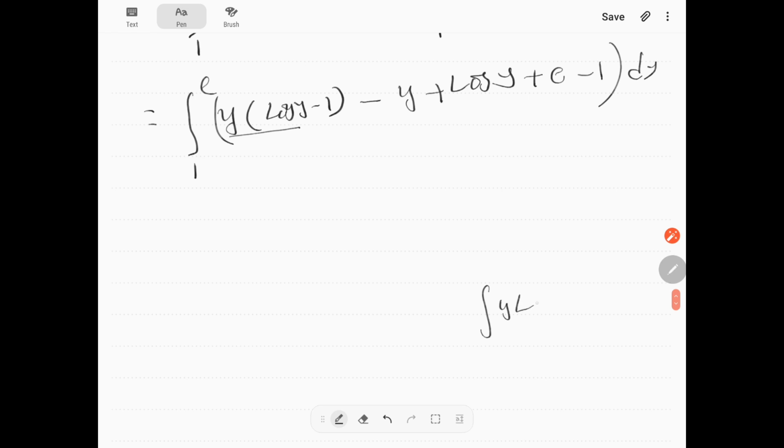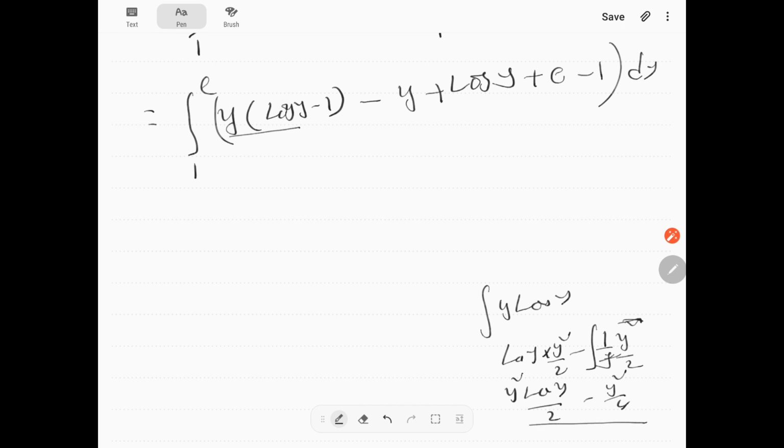Integral y log y: I'll take the first function as log y, the integral of the second, that is y square by 2, minus the derivative of the first, that is 1 by y, times the integral of the second, y square by 2. So I'll have y square log y by 2 minus y square by 4. So the integral of y log y is y square log y by 2 minus y square by 4.